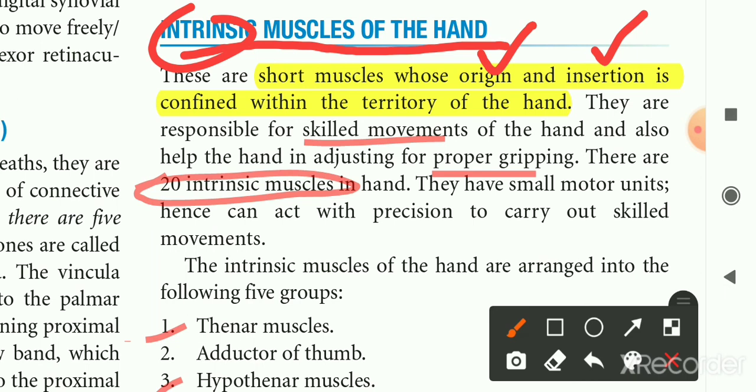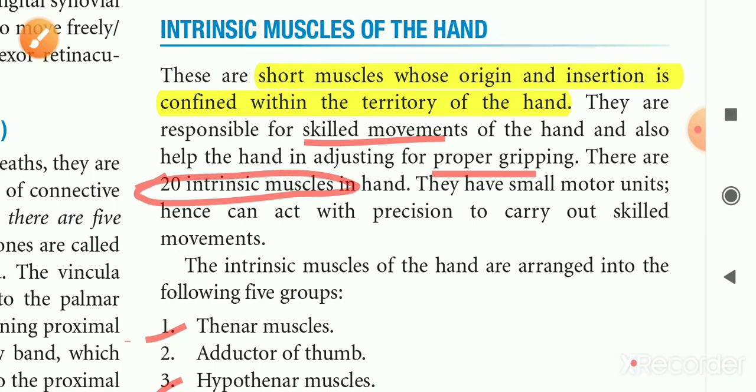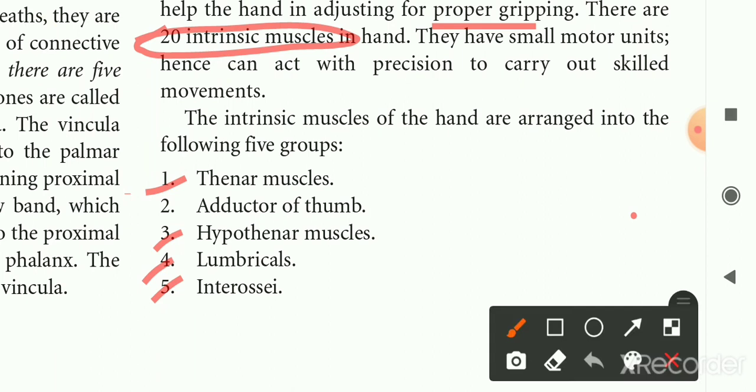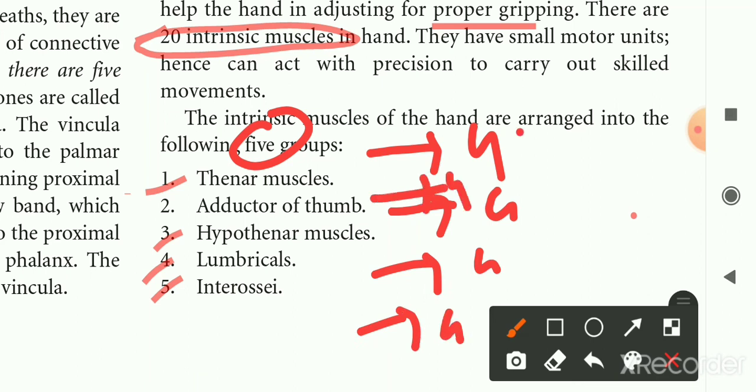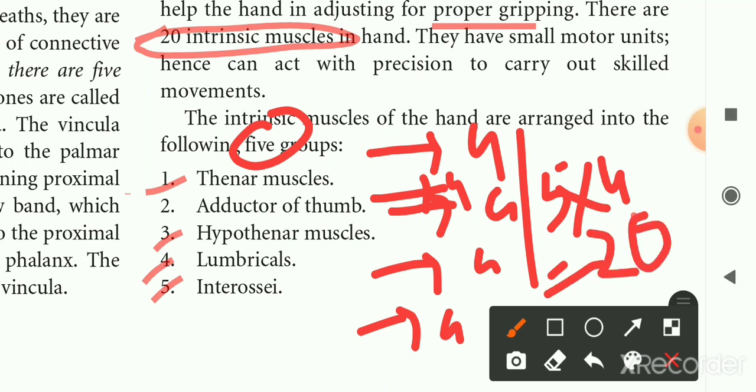So how many intrinsic muscles are there in the hand? There are 20 intrinsic muscles. These are arranged in 5 groups, and each group contains 4 muscles. So what are the groups? Thenar, hypothenar, lumbricals and interossei. Five groups with 4 muscles in each, so there will be 20 muscles. So the groups are the thenar, hypothenar, lumbricals and interossei.